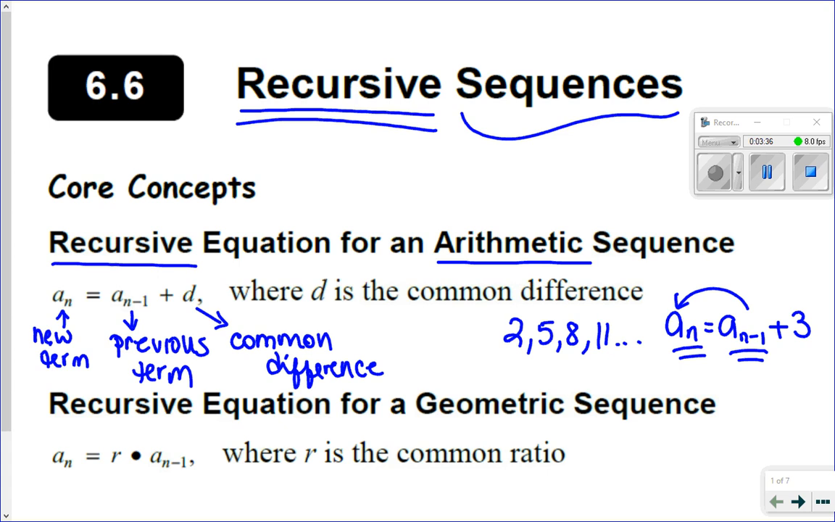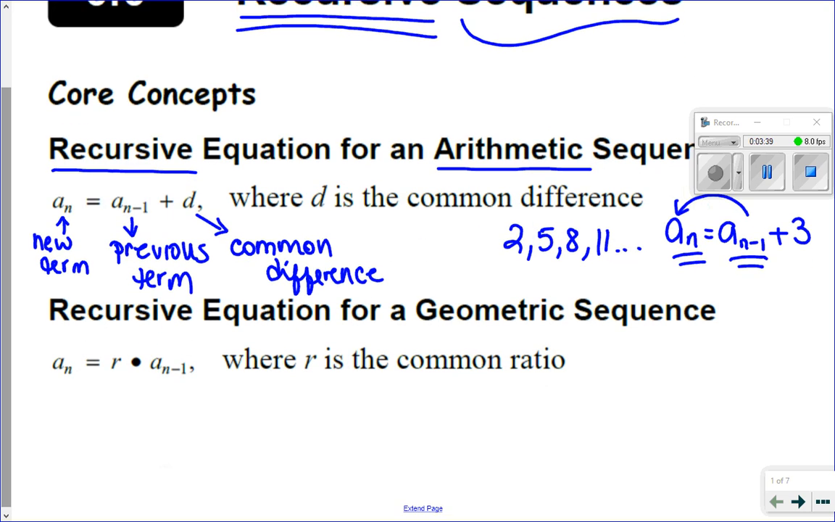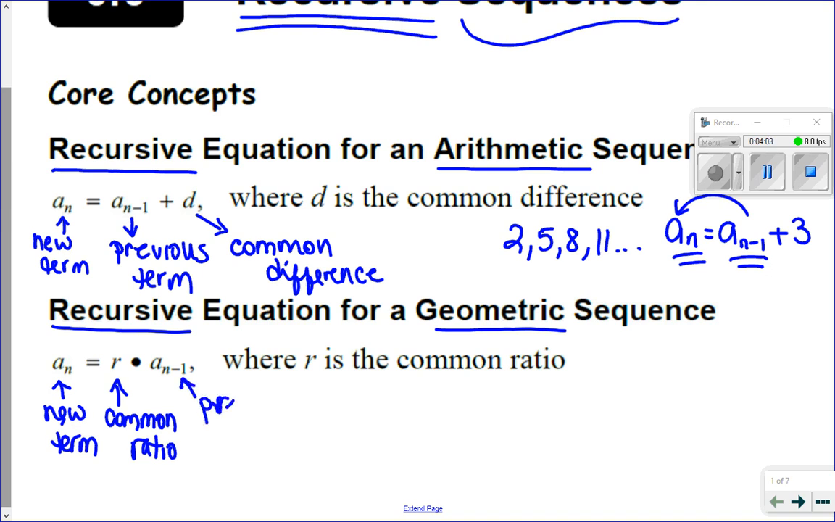And very similarly, for the geometric sequences, it's going to be the same idea. The recursive here for the geometric is simply going to state that every new term in the sequence is equal to some common ratio times the previous term. Okay, times the previous term. Let's write that again.